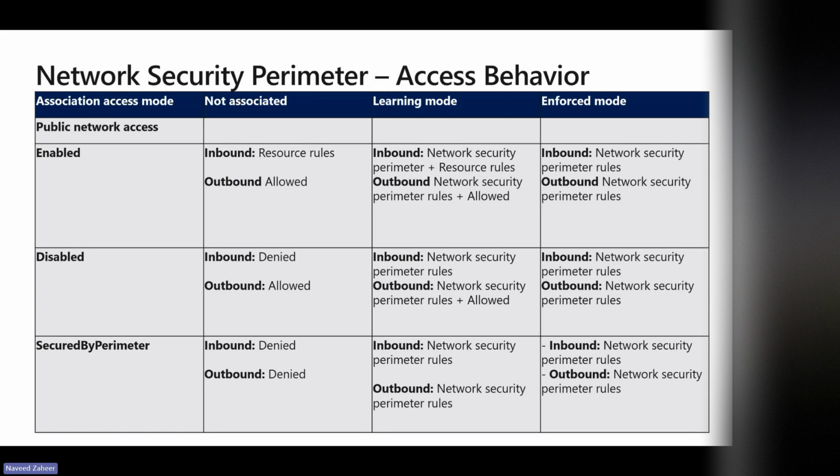So let's say that you have public network access enabled on a certain resource, let's say a storage account. If it is not associated, it will work as usual. If it is associated with the network security perimeter profile, and learning mode is on, in that case it is going to work with whatever rules you have set up, like, let's say you allow traffic from a certain URL. That URL plus the NSP rules, that will be the behavior. So it's going to be whatever rule you have set up plus the NSP rule.